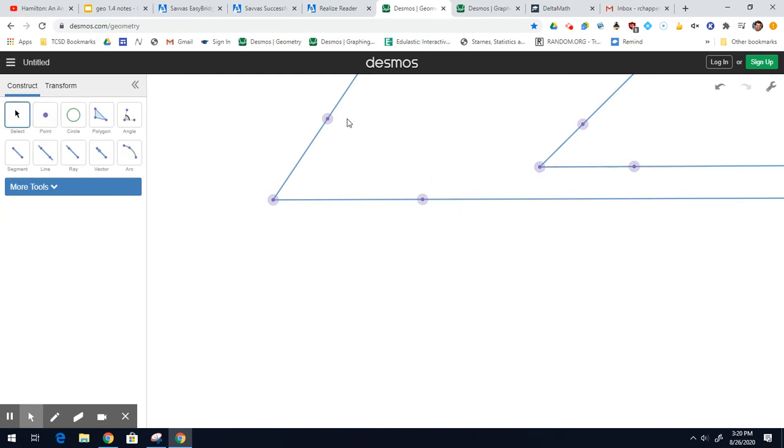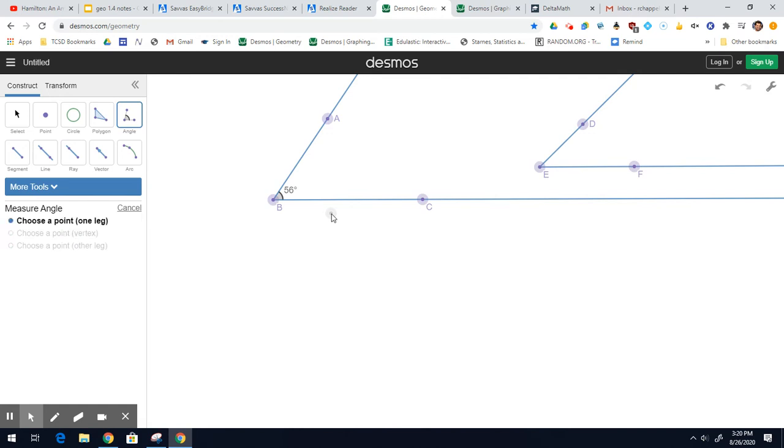All right, let's label these angles. Here's angle A, B, C, and here's angle D, E, F. Okay, and let's measure the two angles to see if they're congruent. I'll click on the angle tool. Notice it says choose a point on one leg. I'll choose A. Then it says choose a point at the vertex. I'll choose B. And then the third point is C.